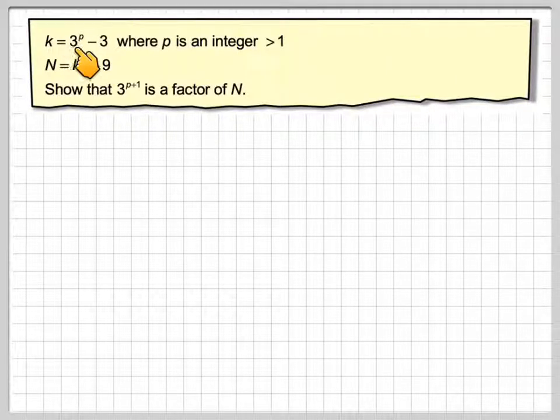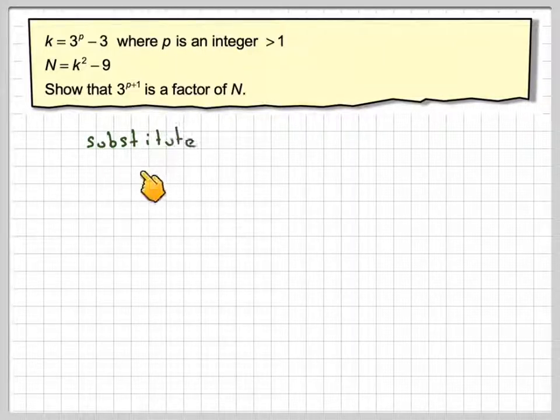We have k is equal to 3 to the p minus 3, where p is an integer greater than 1. n is equal to k squared minus 9. Show that 3 to the p plus 1 is a factor of n.